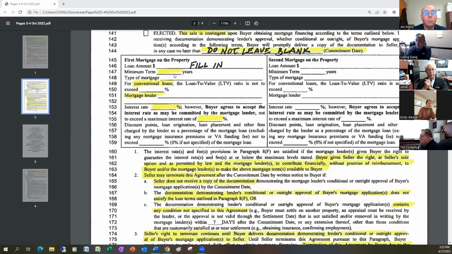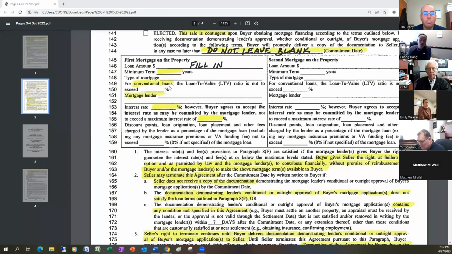Minimum term, blank years. Type of mortgage. Conventional, FHA, VA, USDA. Okay, fill it in. The next one is for conventional loans. Okay, so you have FHA, VA, you don't have to worry about filling this in. But for conventional loans, the loan to value ratio is not to exceed blank. So if you're putting 20% down, its loan to value is 80%. If you're putting down 5%, the loan to value is 95%.